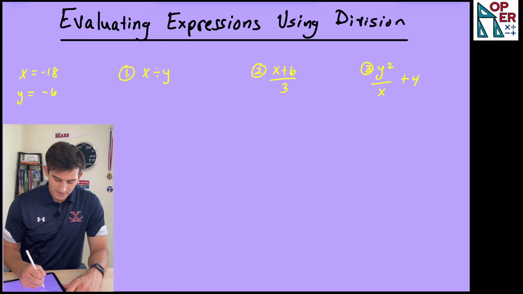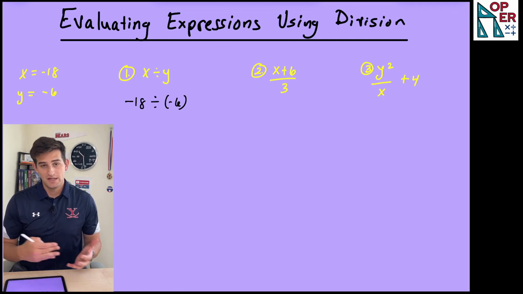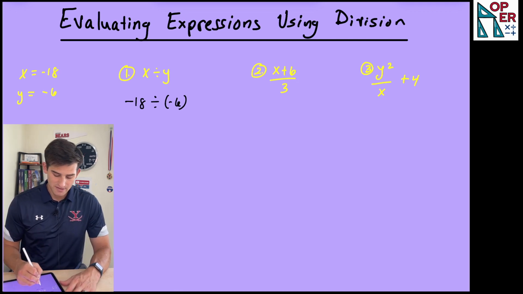Well, x is negative 18 and y is negative 6. So now we are dividing, we have the same sign, so our answer will be positive, and 18 divided by 6 is just 3.